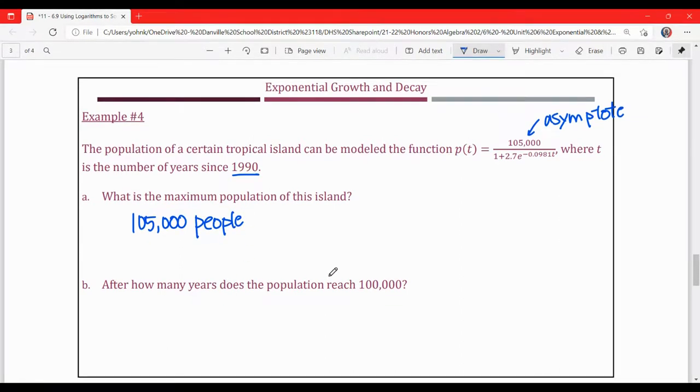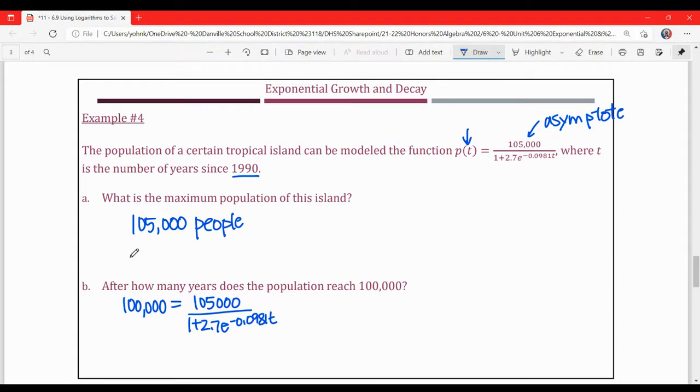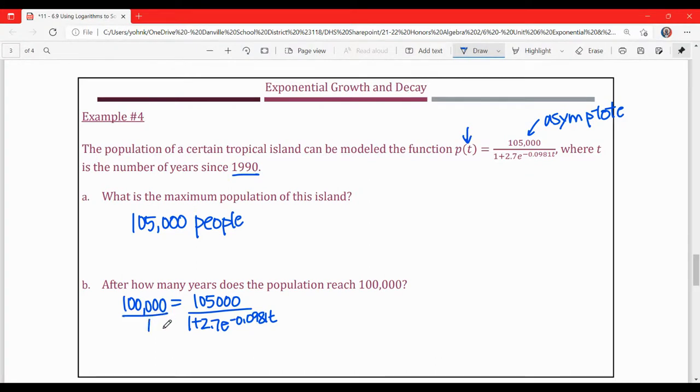After how many years does the population reach 100,000? Well, I can put 100,000 in for P because P stands for population. So 100,000 equals 105,000 over 1 plus 2.7 e to the negative 0.0981t. Well, I can put a 1 underneath the 100,000 and cross multiply. So I get 100,000 times (1 plus 2.7 e to the negative 0.0981t) equals 105,000.